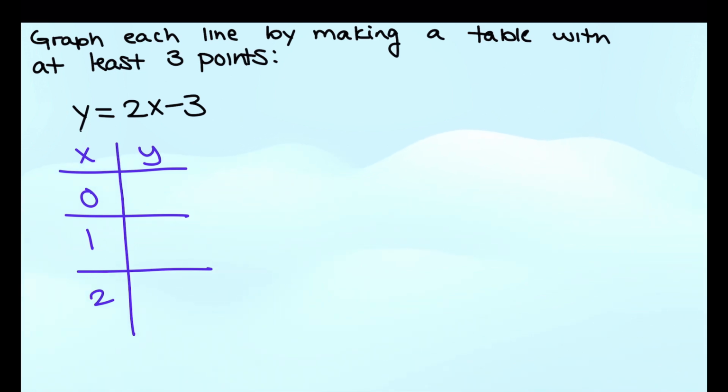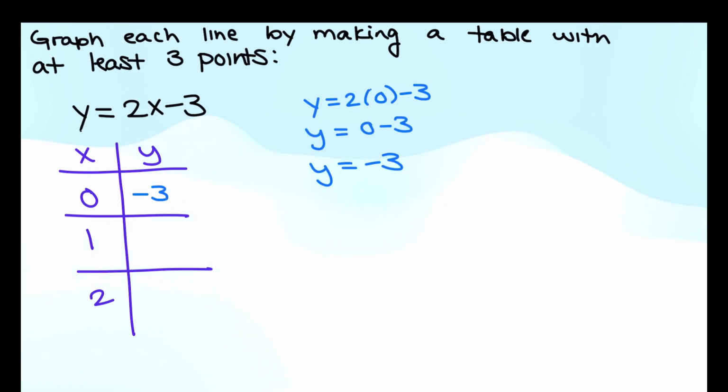So I'm going to make a table of values in an xy grid, and I can choose any 3 numbers I want for either x or y. Doesn't matter, I can pick any numbers I want. Just for simplicity of arithmetic, I'm going to choose x equals 0, 1, and 2. Then I can find the corresponding y values by just plugging those numbers in.